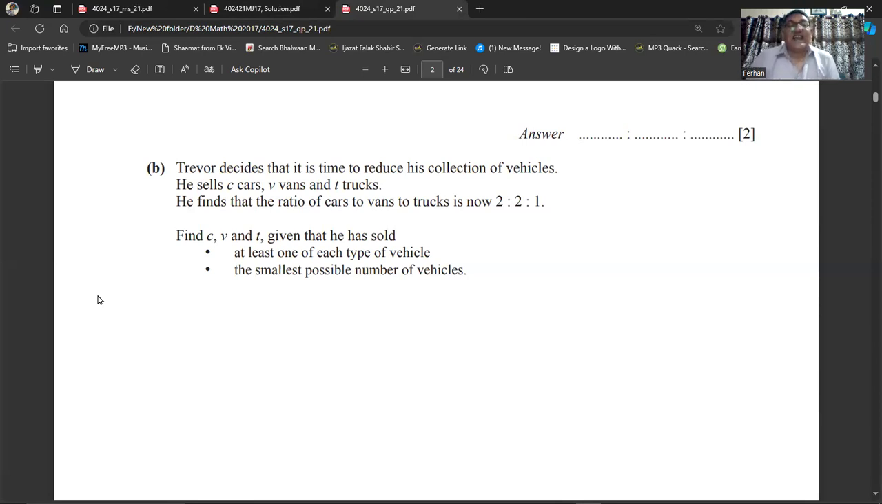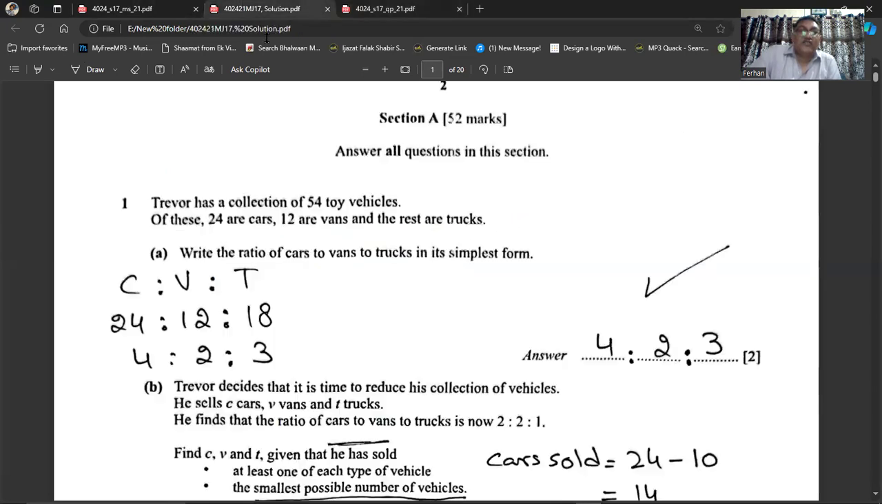Find C, V, and T, given that C, V, and T is the number of the cars, vans, and trucks sold. Given that he has sold at least one of each type of the vehicle. At least he has to sell one from each type. The smallest possible number of the vehicles. And this is the smallest possible number of vehicles sold. Because the ratio of the remaining is given, that is 2 ratio 2 ratio 1. So if the truck is 1, the van is 2, and the car is also 2.